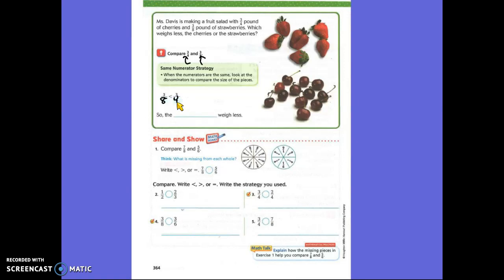So which one would weigh less? What do we want? We want the one that weighs less. So would the strawberries weigh less or the cherries? Xander? Cherry. You guys agree? No. Okay. The strawberries are the 3/8 and the cherries are the 3/4. Oh, strawberry. Okay, there you go. Wait, no, it says Miss Davis is making a fruit salad with 3/4 pounds.